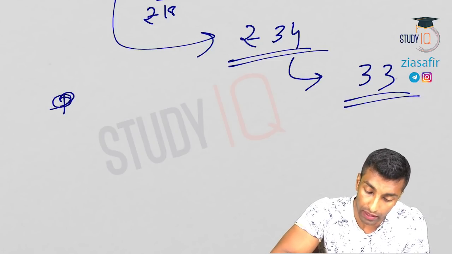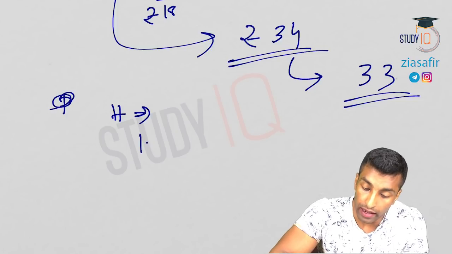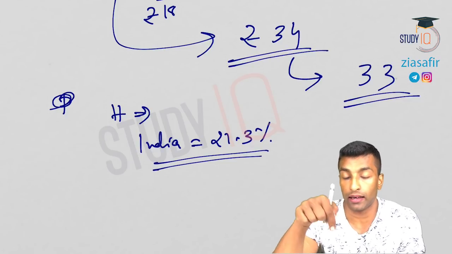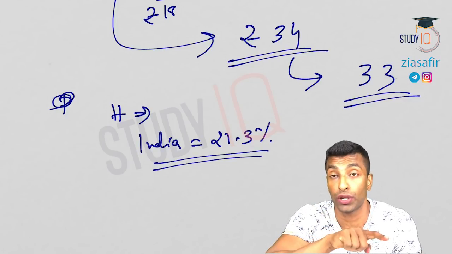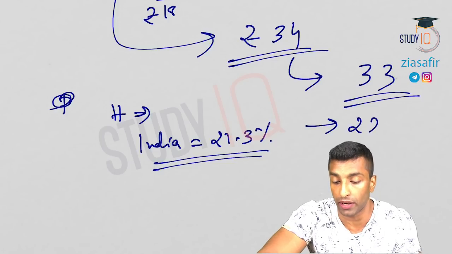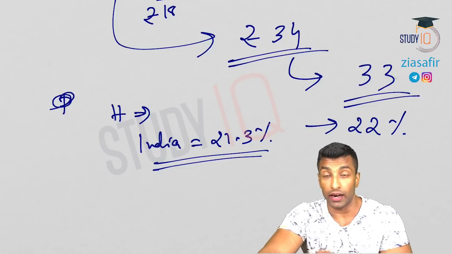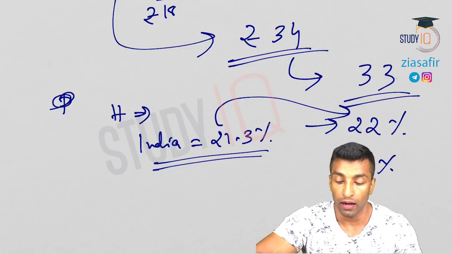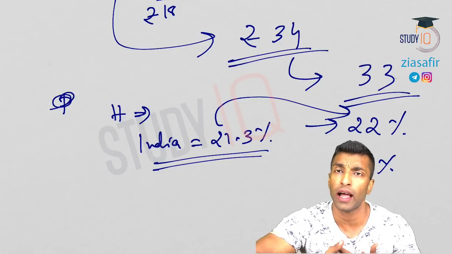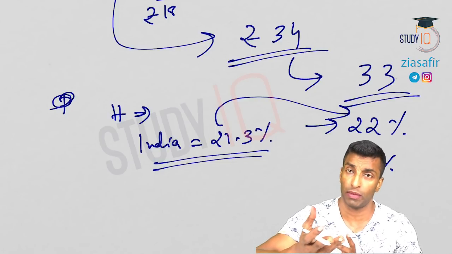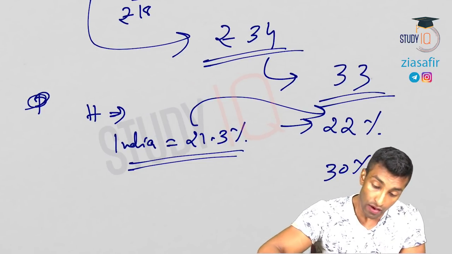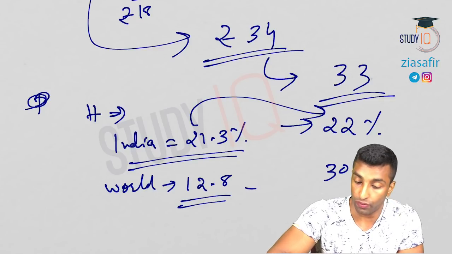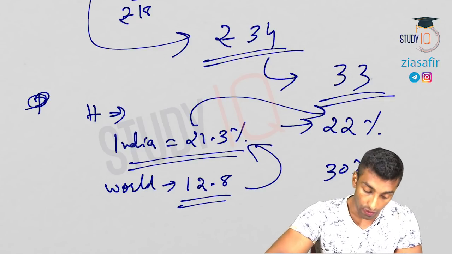Now the poverty ratio, H, in the case of India, is 21.3%. So you can directly relate this with the Rangarajan and Suresh Tendulkar committees. As per the Suresh Tendulkar committee, it was 22%. As per the Rangarajan committee, it was 30%. So the World Bank poverty ratio is very close to Suresh Tendulkar, because the poverty line is very close. Okay, the criteria may be different, but the poverty line is very close. The world poverty ratio is 12.8. So we have almost double the world average.